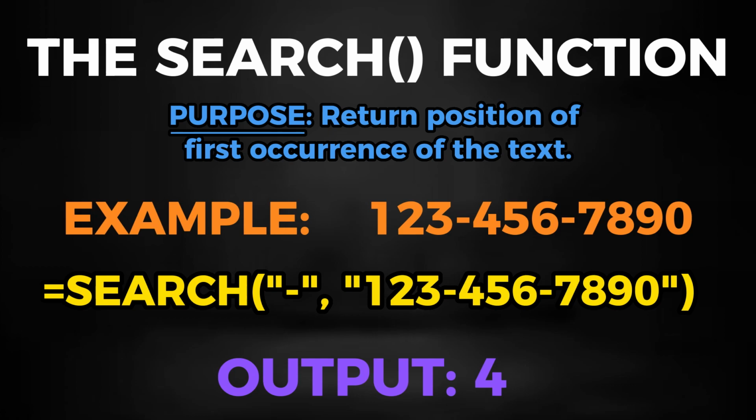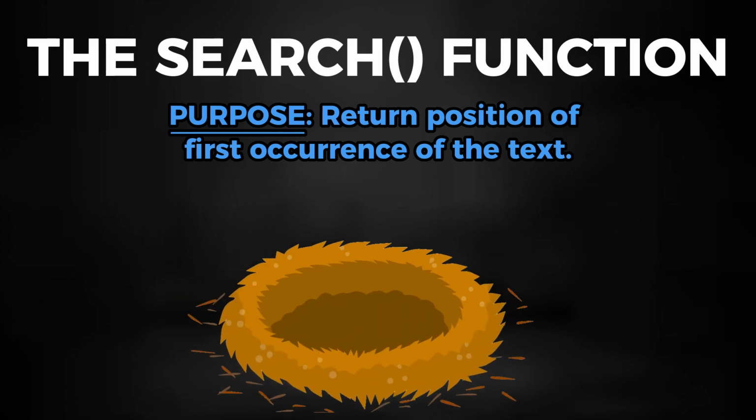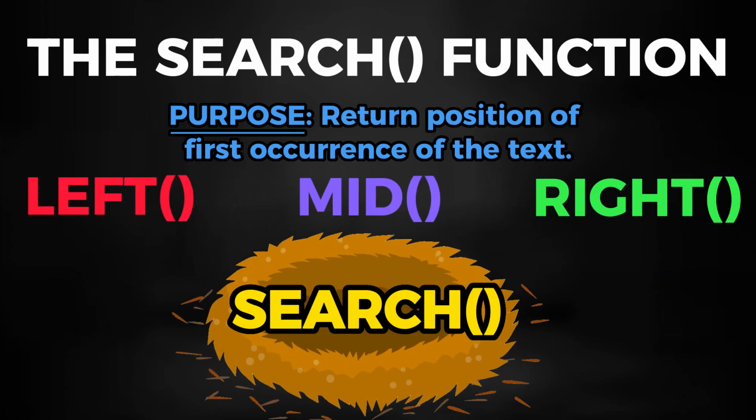But remember that the search only gets the first occurrence, so it's only going to account for the first dash in the phone number that we put in. But this function doesn't actually return a text value. We have to nest this into the other functions that I talked about in the previous video. So let's hop over to my screen.